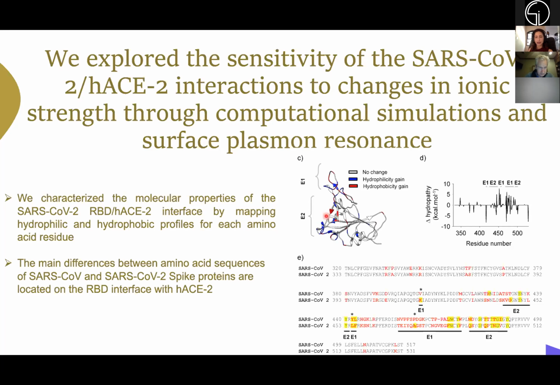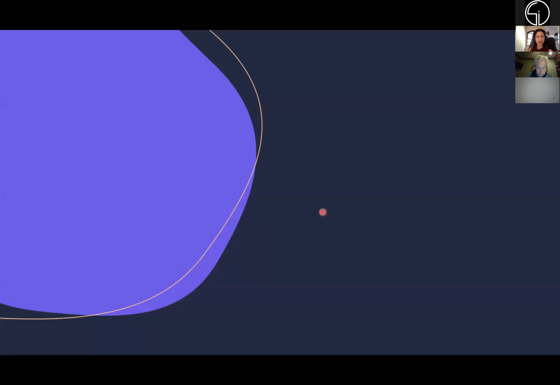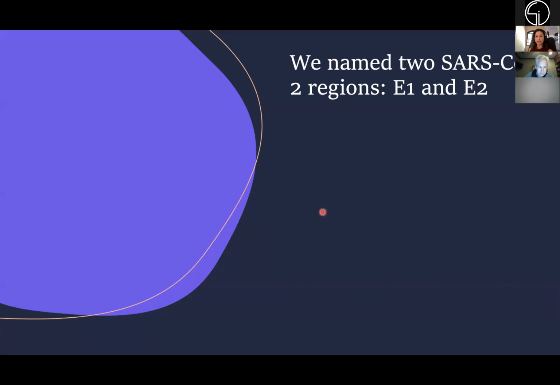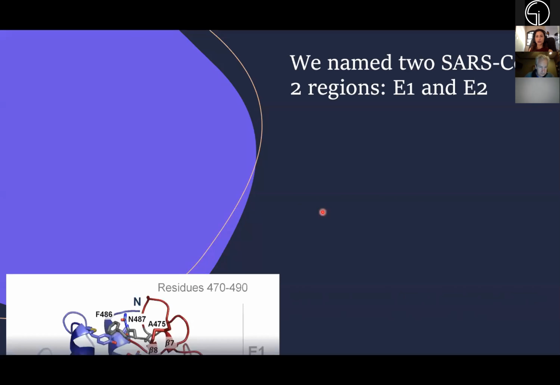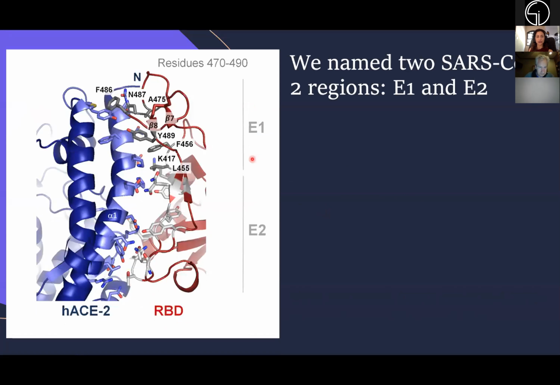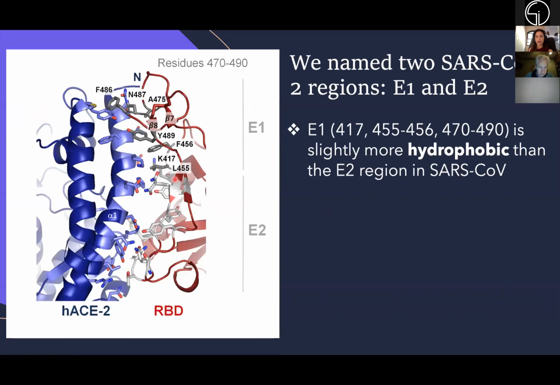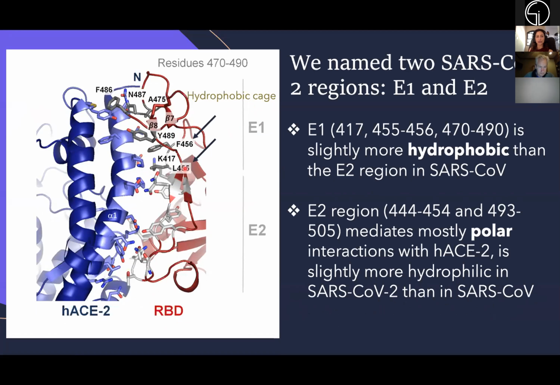So it is shown that maybe you have two regions of the interface with different properties to bind human ACE2. So we named the SARS-CoV-2 interface in two regions, E1 and E2, as shown here. E1 has mainly hydrophobic contacts, though mainly polar in both cases, with a hydrophobic cage basically made by phenylalanine and leucine, and E2 has mainly polar interactions.